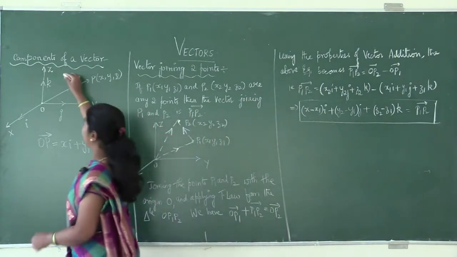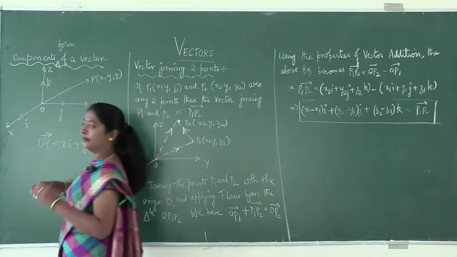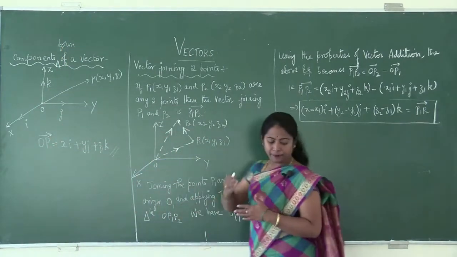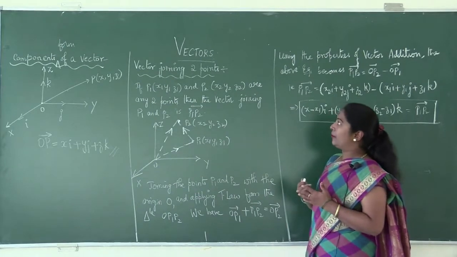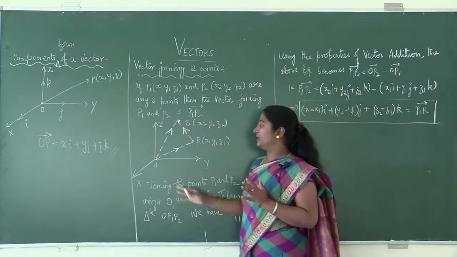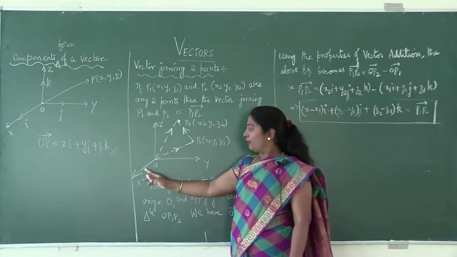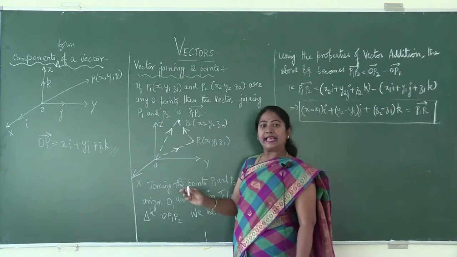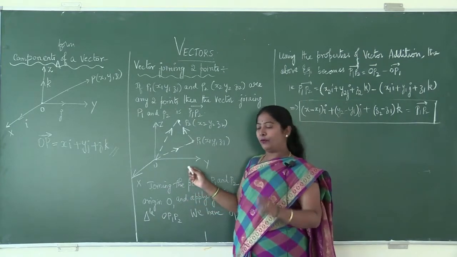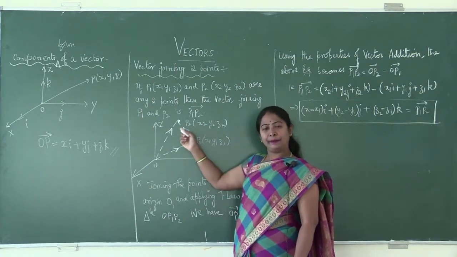Components of a vector, or you can write components form of a vector. Next topic, we shall discuss about vector joining two points. When you observe the diagram, this is the point O, that is the origin O. We have three axes, x, y and z axis. Consider any 2 points. Here in this diagram I have considered 2 points P1 and P2.